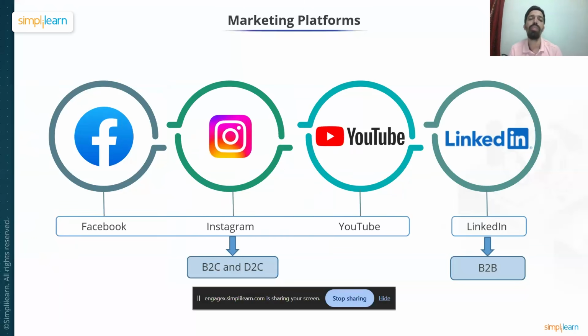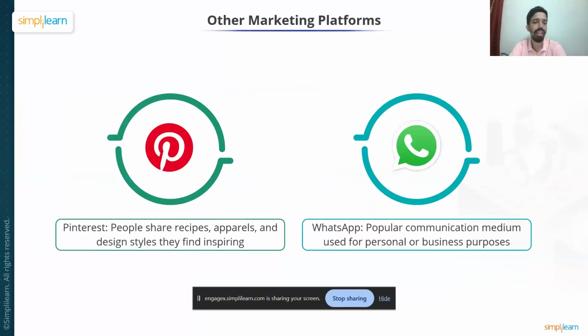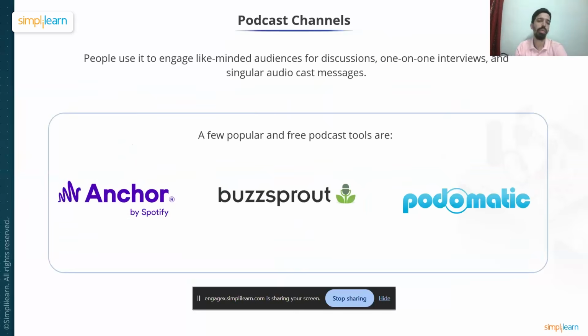So which of the platforms are B2B and which are B2C? Facebook and Instagram, obviously the end consumer is the customer, so it is directly to customers. But when you come to LinkedIn, it is mostly B2B, business to business. That is where the entrepreneurs meet. That's the LinkedIn platform. And then we have the other marketing platforms. On Pinterest, people share recipes, apparel and design styles they find. And WhatsApp is a popular community medium used for personal and business purposes.